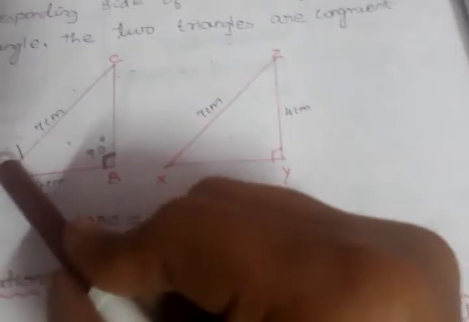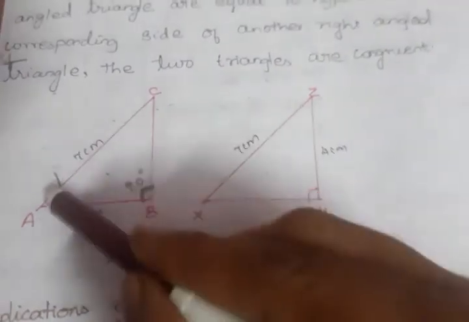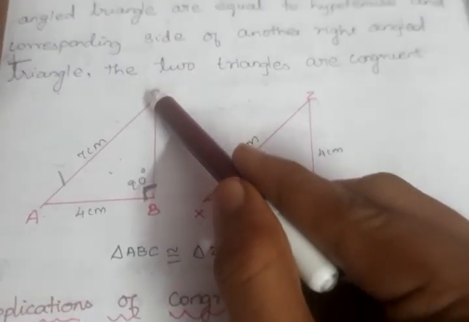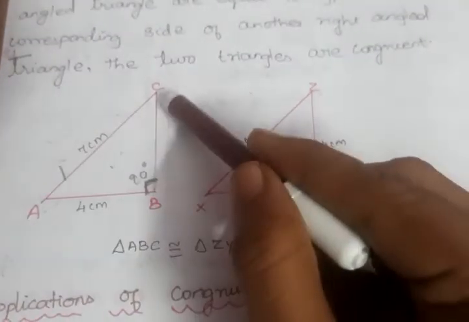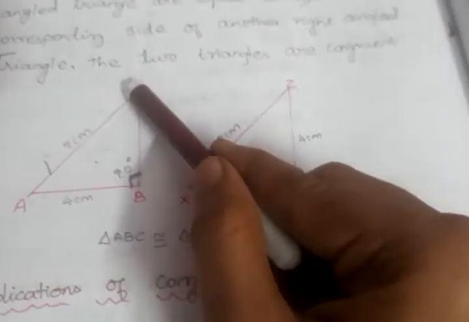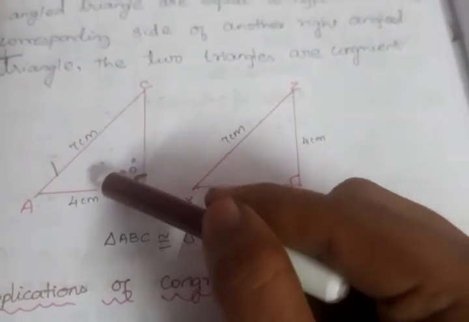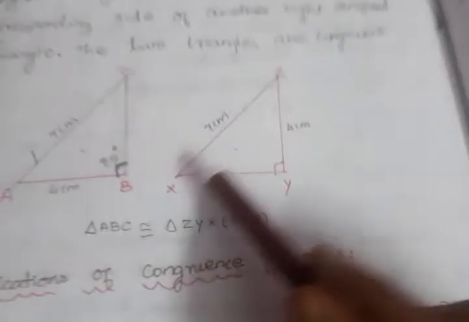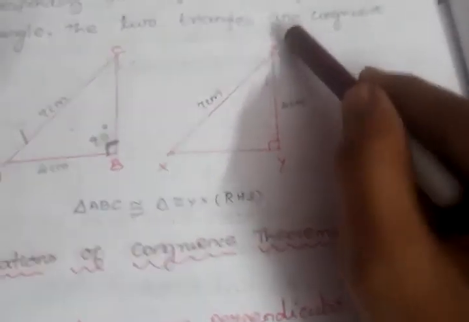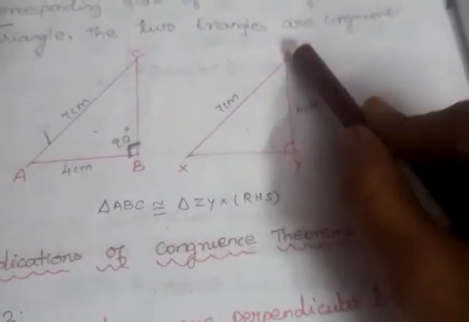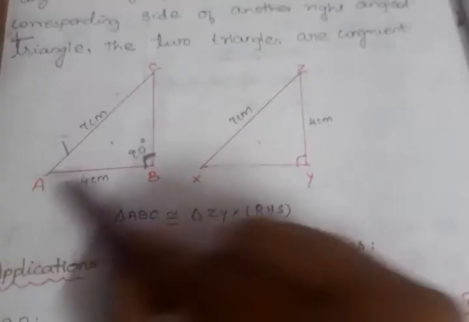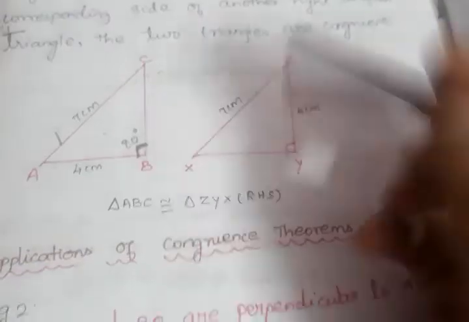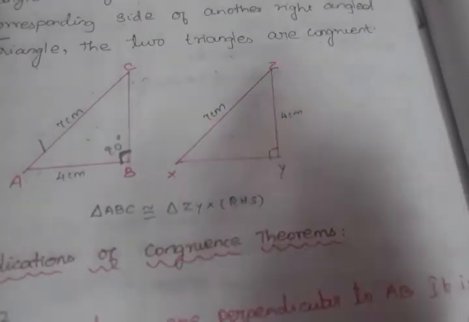Then this one is the hypotenuse, AC. Sum of the sides AB plus BC relates to AC. A right angle triangle means it has a square angle. Then XY, YZ, and the hypotenuse XZ. Then right hand sides are equal means that is a square angle.